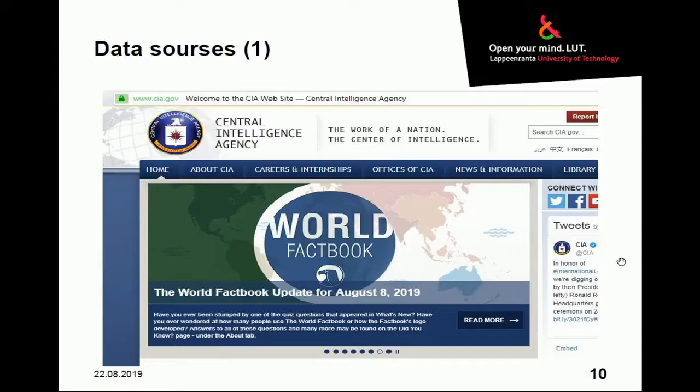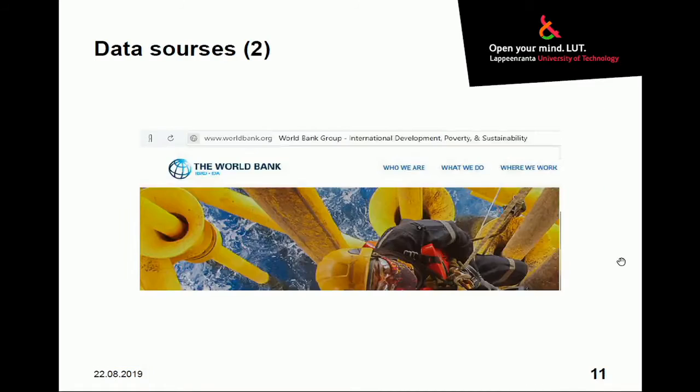So that is the procedure in general. We try to apply it to some real data. The data sources were, first of all, the Central Intelligence Agency, which aimed at collecting data for these purposes, and the World Bank, which is one of the recognized databases for such purposes.